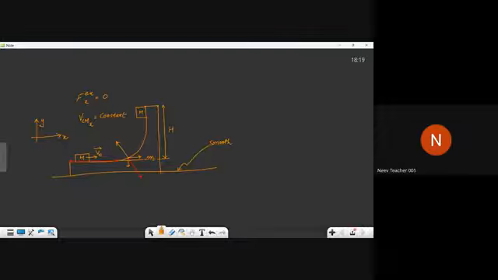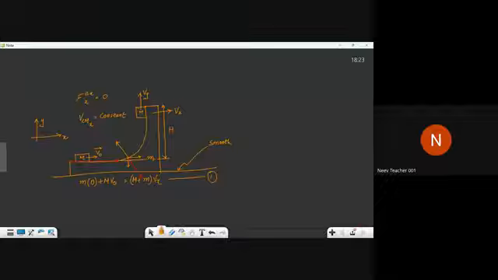Small block m, only m? No, both the masses, small m and capital M. Correct? If that's the case, can I push in the envelope stating that momentum in X direction will remain conserved? Yes. Okay. So what is the momentum initial of the system?